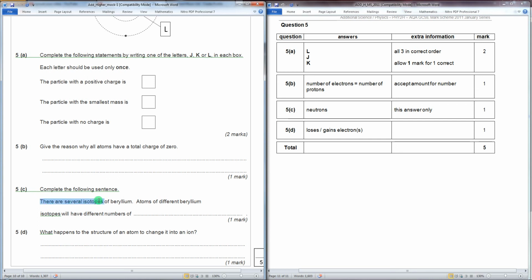So there are several isotopes of beryllium. Atoms of different beryllium isotopes will have different numbers of neutrons. Again, it's the same factual recall.